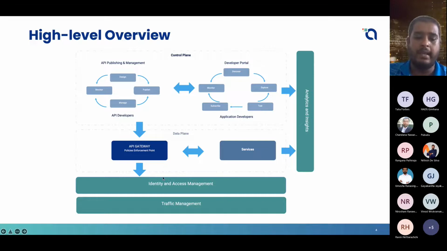And also, as I explained earlier, we have identity and access management integration, traffic management integration, and analytics and insights via observability, right? Okay, so I hope now you have some idea about the system that we are going to talk about, the system on top of which the observability solution is built. I think it is important for you to get at least a basic understanding of the core system, so that you can relate things better when we are talking about the observability aspect of it.